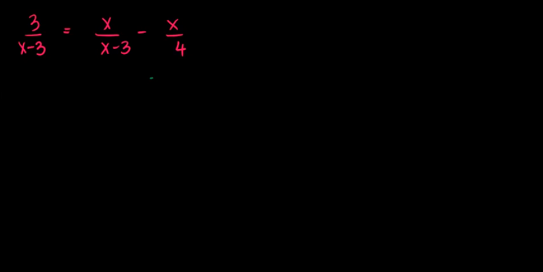Okay, so we see our denominators. Our denominators are already factored; they can't be factored anymore. So we're going to use those denominators to determine the least common denominator. From this first one, we're going to have x minus 3. We already have x minus 3, so I don't need to use that second one. And then we do 4. So our least common denominator is 4 times x minus 3.